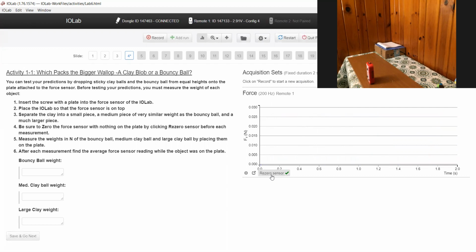Let's start with our bouncy ball to measure its weight. After re-zeroing the sensor, you can keep it on the top. I know it would be difficult to keep it on top. In that case, you can use a small sticky piece of clay, put it into the ball, and attach that to the sensor so that you can weigh it. Then you can click on record. That should be okay.